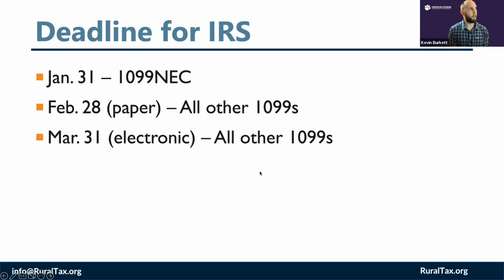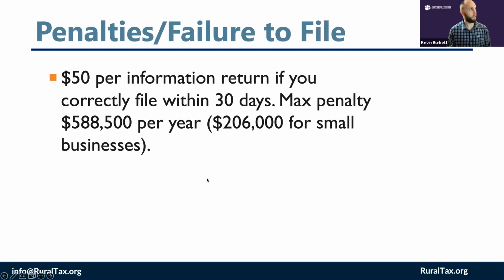So for the IRS, the 1099-NEC, the newer form that we just talked about, is due at the end of January. And then all other 1099s are due either February 28th for paper, or you have a little bit longer if you're filing electronically. You have until the end of March. We'll talk a little bit about the electronic as well. But it's $50 per return if you correctly file within 30 days.